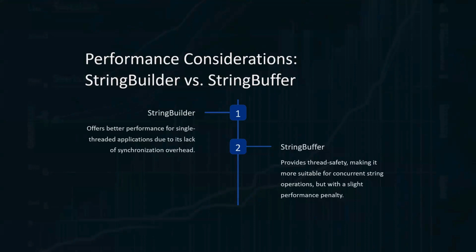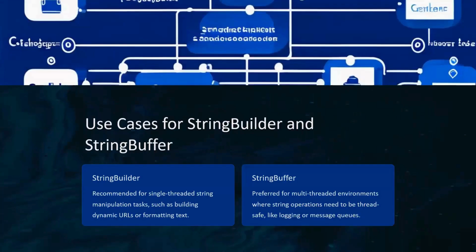String builder offers better performance for single-thread applications. But string buffer provides thread safety, making it suitable for concurrent operations on the string, though it takes slightly more time than string builders. Use cases: as string builders are recommended for single-threaded use, they can be used for building dynamic URLs or formatting text, etc.